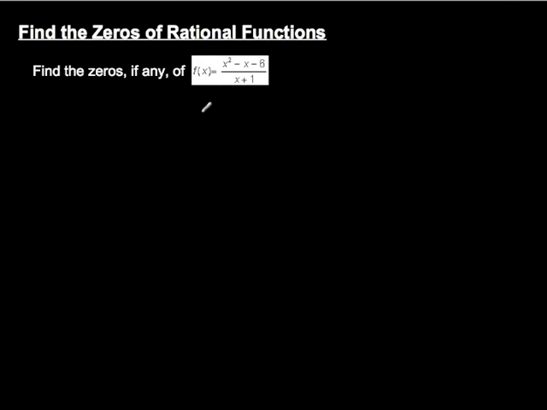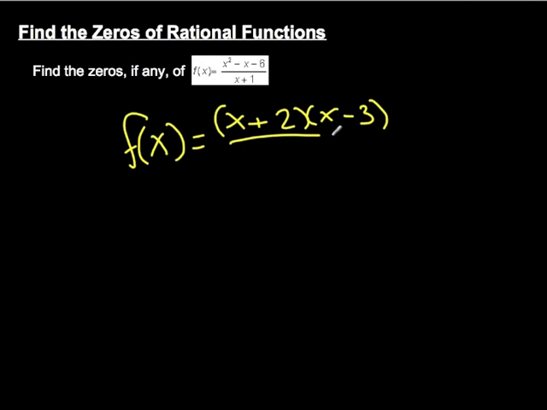Now if I'm trying to find zeros of a rational function, I'm looking for where the numerator is 0. But I want to make sure that anything I find in the numerator as a 0 is also not in our domain, so I want to simplify each of my rational functions first. If I simplify the rational function first, here I want to factor the numerator of x squared minus x minus 6, and I get a numerator of x plus 2 and x minus 3 all over x plus 1.